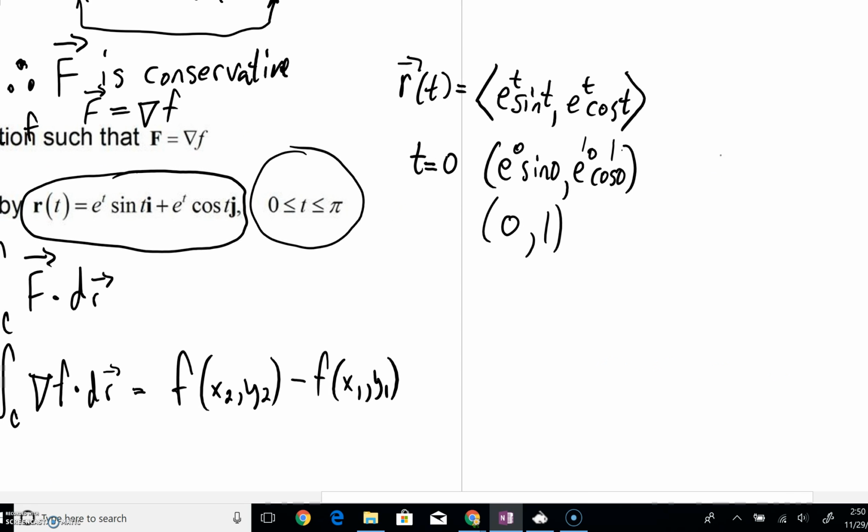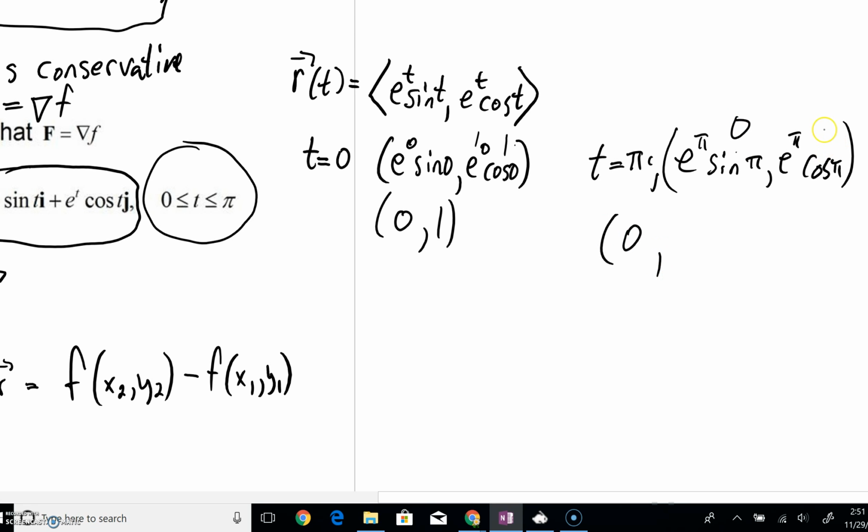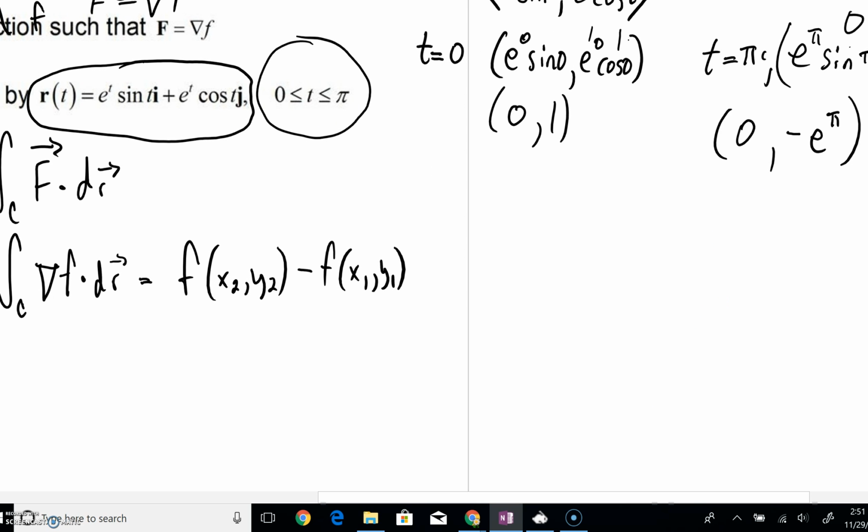But of course, likewise, if we said, well, what about plugging in a pi? If we plugged in a pi, we'd get e to the pi sine of pi, and e to the pi cosine of pi. And what's this point? Our ending point is going to be, well, sine of pi is 0. We'd still have a 0. But the cosine of pi is negative 1, so we'd get a negative e to the pi. So this is really what's happening.